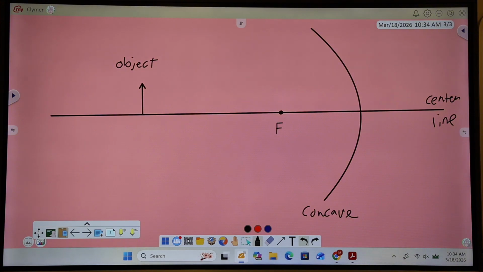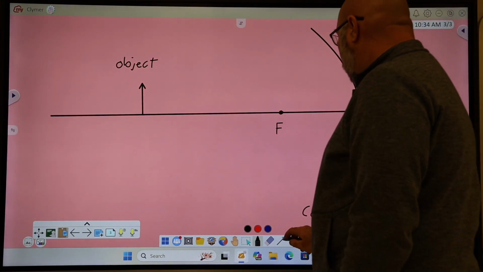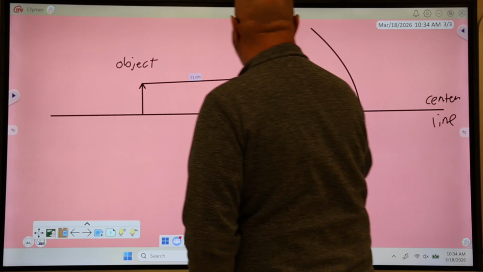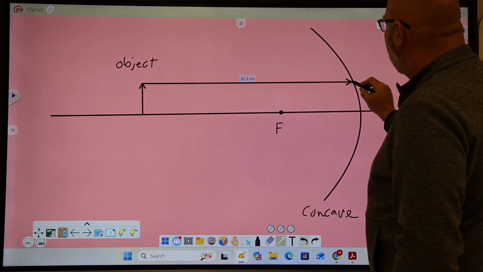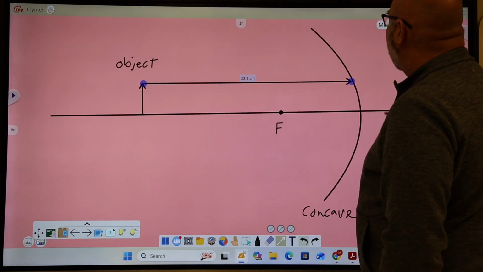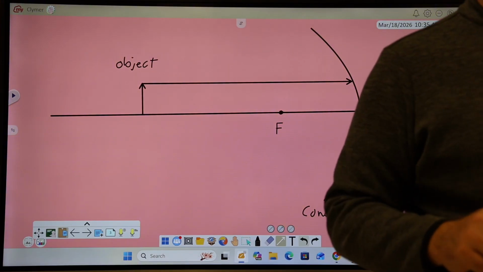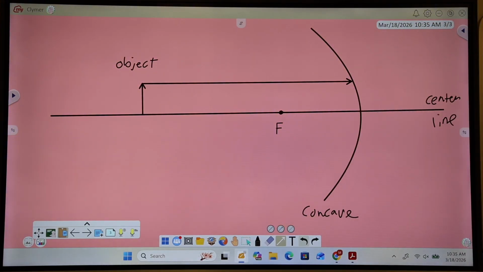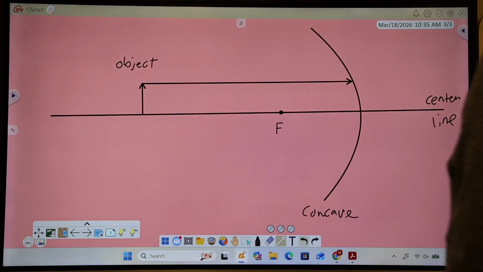So this is the basic setup of a curved mirror. So next, all we need to do is start following the rules. What is ray number 1? Parallel to the center line. So this is going to come in and hit our mirror. And now again, this is directly from the Investigate that you did on Monday. How is this reflected ray going to look? Through the focal point. Okay, it's going to reflect back through the focal point.